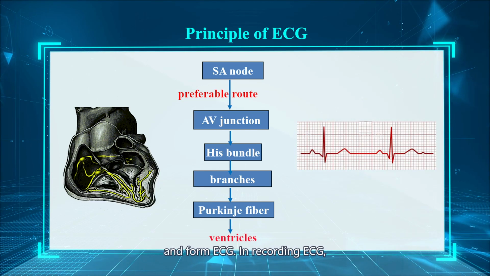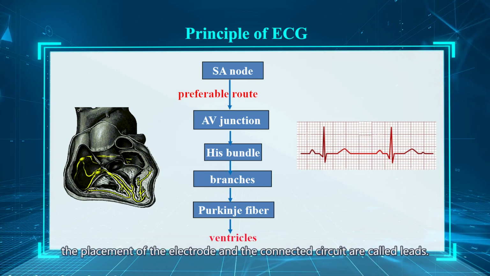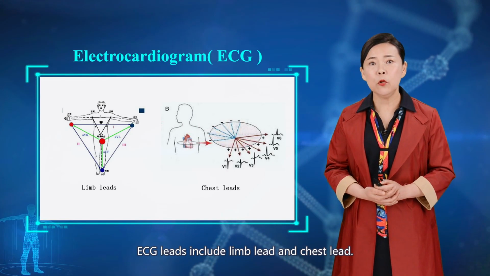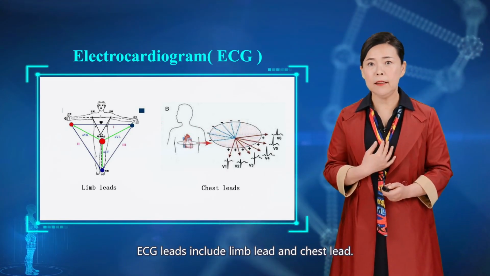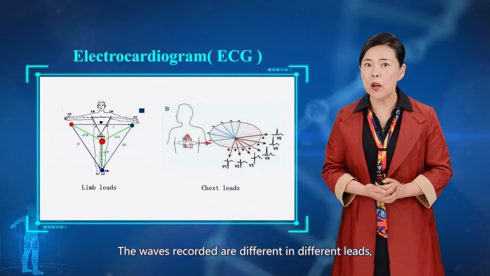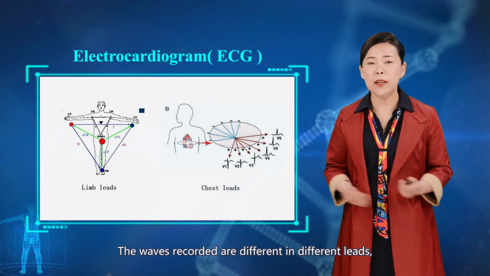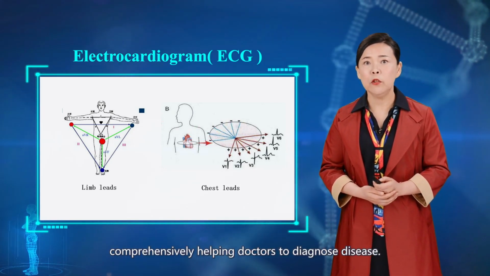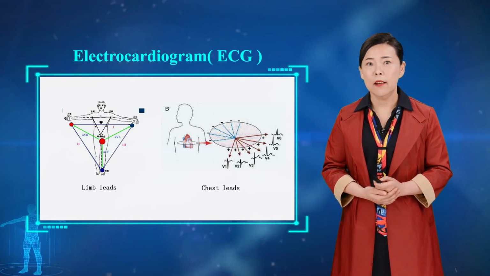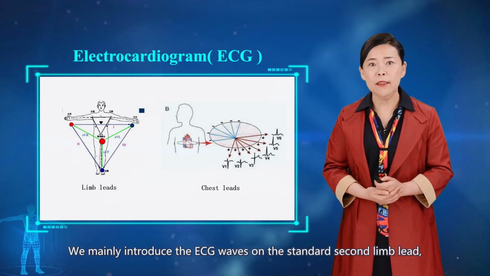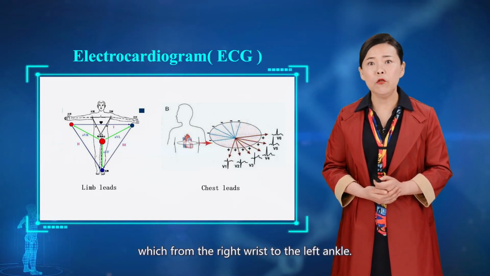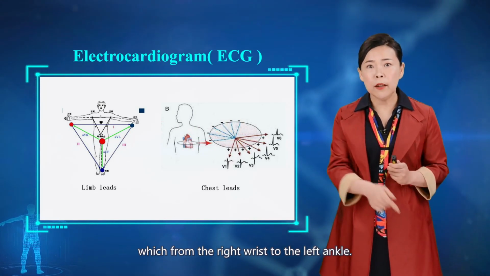In recording ECG, the placement of the electrodes and the connective circuit are called leads. ECG leads include limb leads and chest leads. The waves recorded are different in different leads. To comprehensively help doctors diagnose disease, we mainly introduce ECG waves on the standard second limb lead, which is from the right wrist to the left ankle.